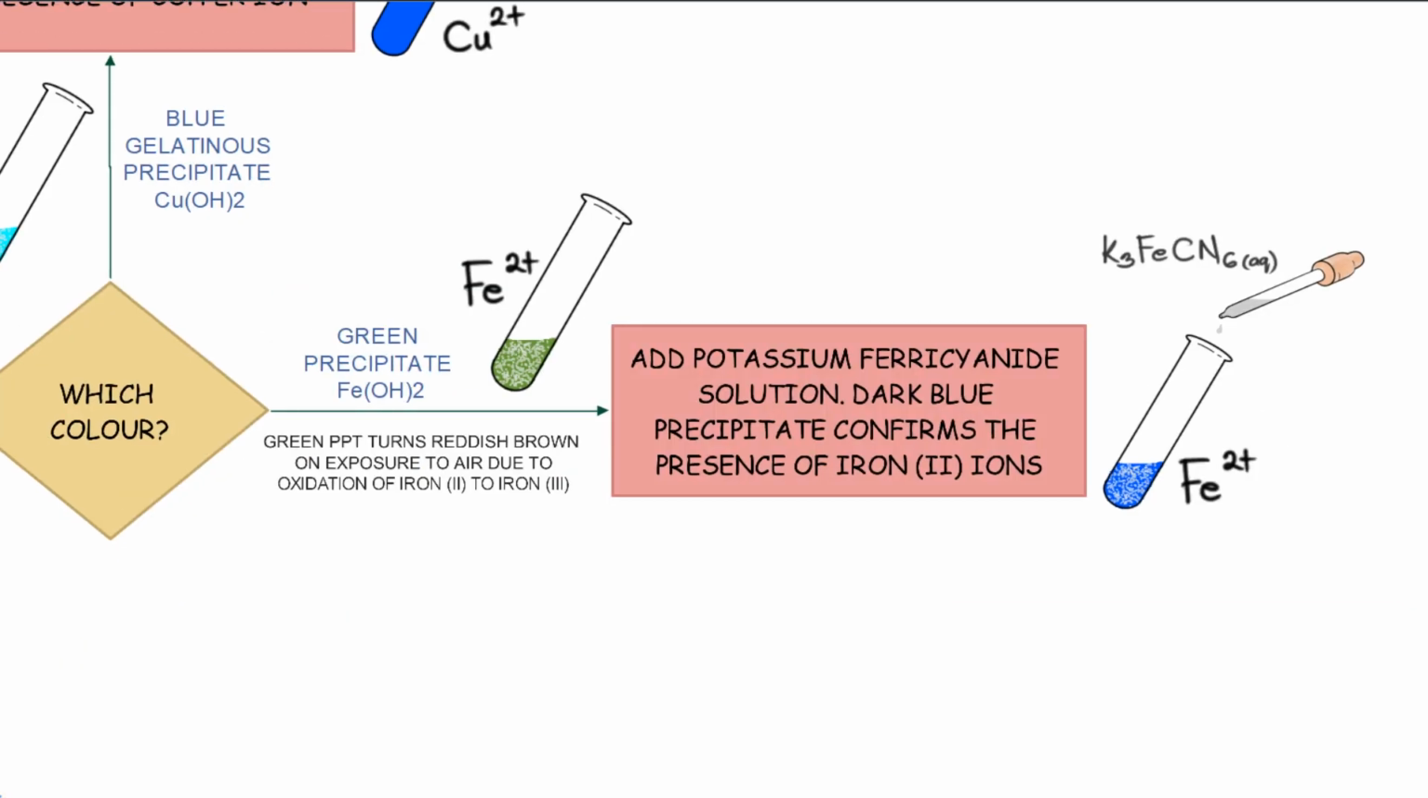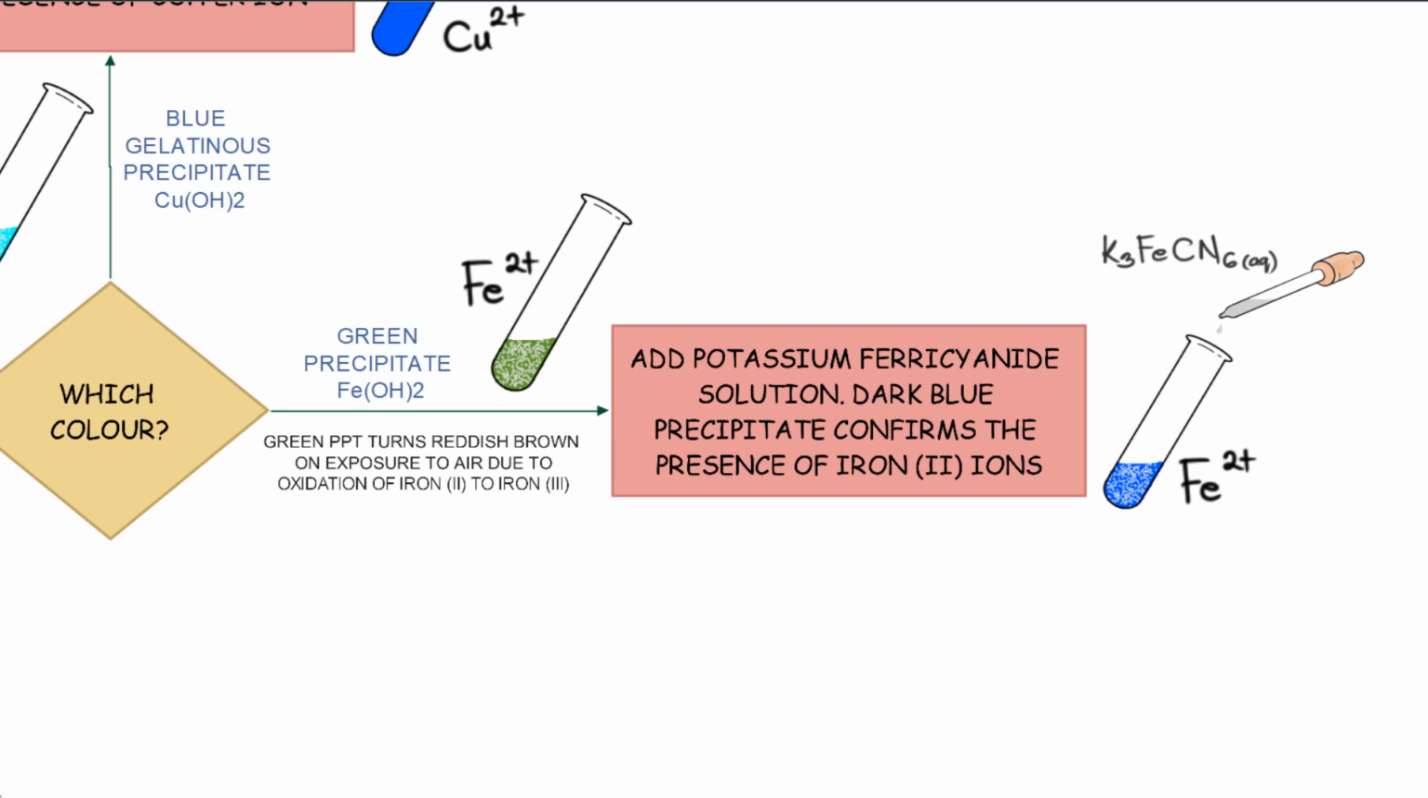Okay. However, if the color we are observing is a green precipitate, that means that iron 2 ion is present in the solution. Now, if we leave that green precipitate and it turns reddish brown, that means that the iron 2 ion is being oxidized to iron 3 ion. So this is the unique test for iron 2 ion. And for us to confirm, we just need to add potassium ferricyanide solution to the source solution that we are testing. If you notice a dark blue precipitate, that confirms the presence of iron 2 ions.